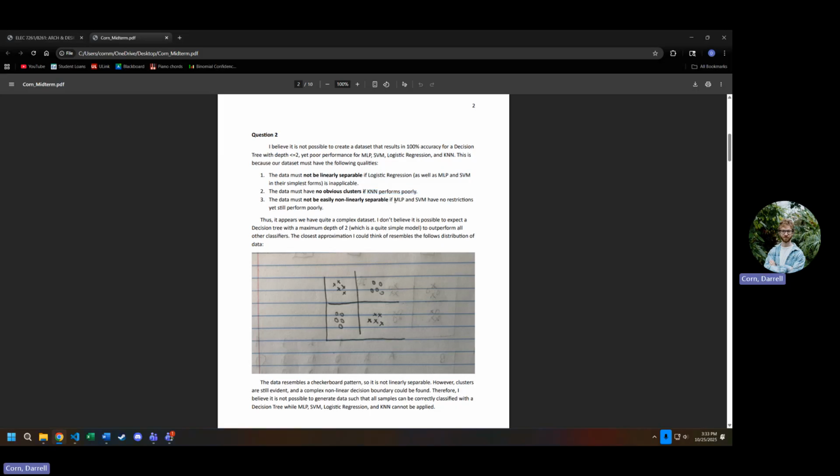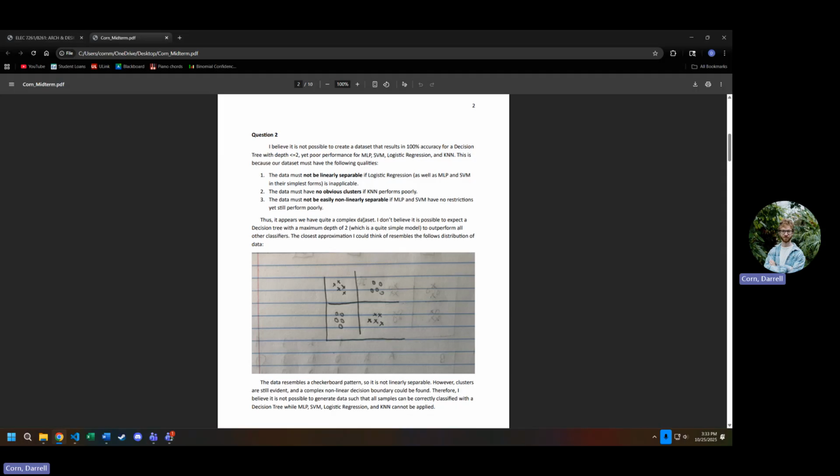And lastly, if MLP and SVM are not performing well, in their simplest versions, they are just linear classifiers. So that puts them with logistic regression over here. But the question didn't really mention any restrictions on them. So if you allow them to become more complex, then they find these non-linear separations in the data. And if these are also not working well, then it must not be easy to separate these classes with a nonlinear decision boundary. So it appears we have a really complex data set here.